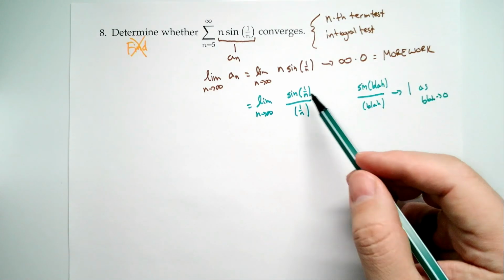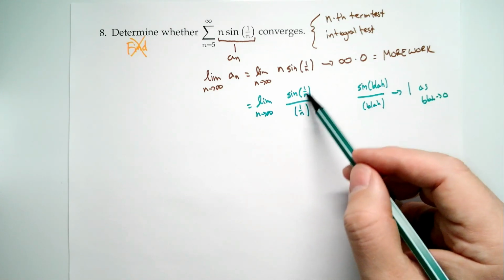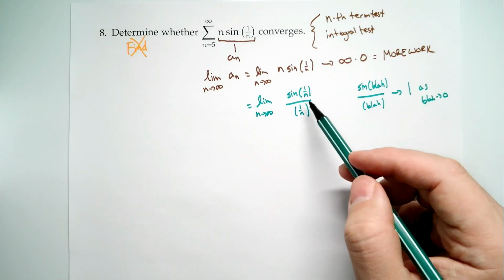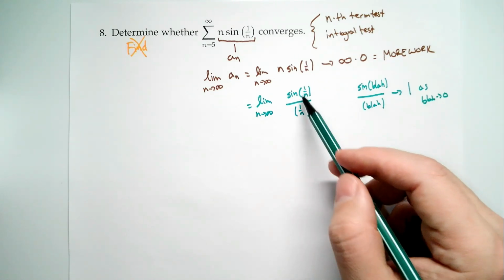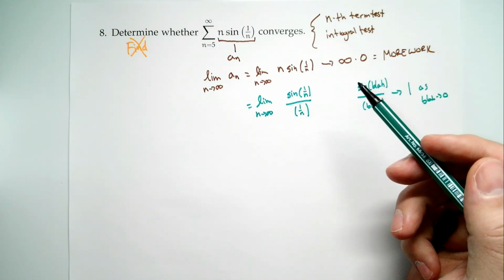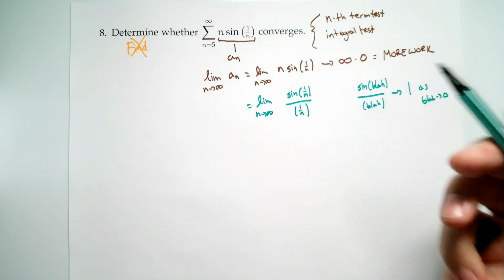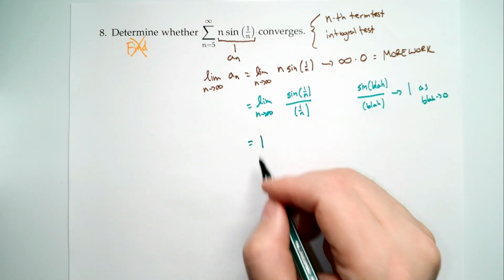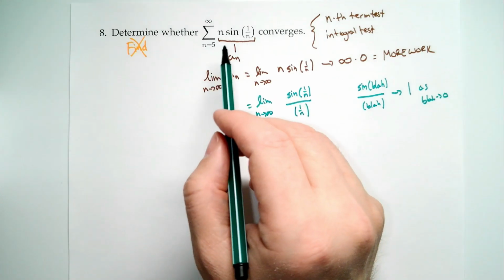So we're of the right form, right? Sine of the inside here matches with what's downstairs. Sine of something over something is going to go to 1 as long as the inside goes to 0. Well, what happens to 1 over n as n goes to infinity? It goes to 0. So, what does that mean? Well, it means that this is 1.